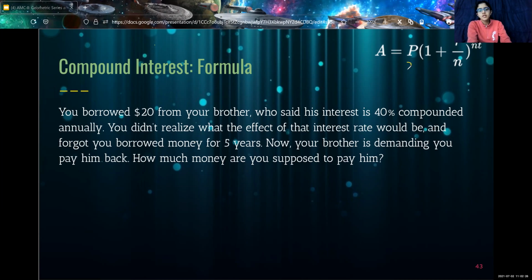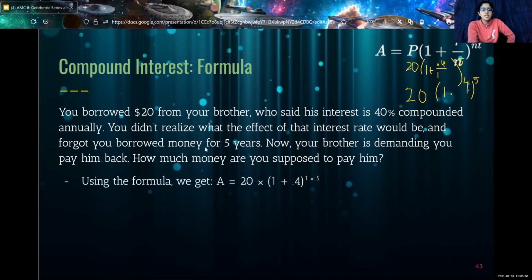So you borrowed $20 from your brother, so P is 20. And then 1 plus the interest rate, which is 40% or 0.4. And then it's just yearly, so we have to pay it 1 time every year, and we have 5 multiplied by 1 time every year. So we just get 20 times 1.4 to the power of 5. So 1.4 to the power of 5 would be this part, how much interest we now owe.